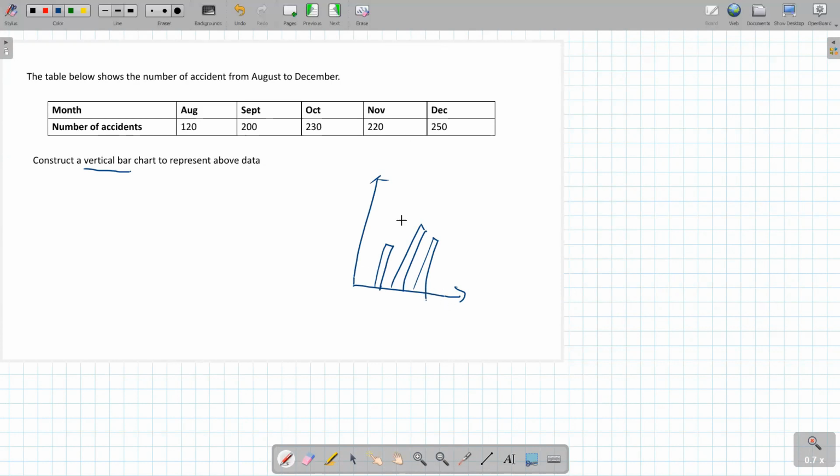For this vertical bar chart, here will be the value, which is the number of accidents. So this one will be your y-axis already, and then this one will be the x-axis. You see the difference between the horizontal or not? Normally for the horizontal bar chart, you will have the value on the x-axis, whereas for the vertical, it will be on the y-axis. So let us draw the graph now.